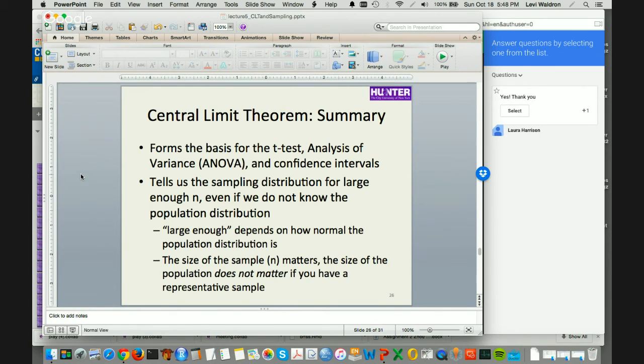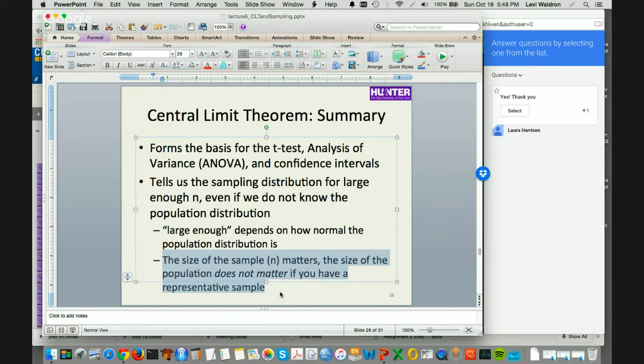Just think about that for a bit. I want to highlight this: if you have a representative sample, you can estimate the population mean just as well with a given sample size, whether your population is 600,000 or 6 million, as long as you have a representative sample.